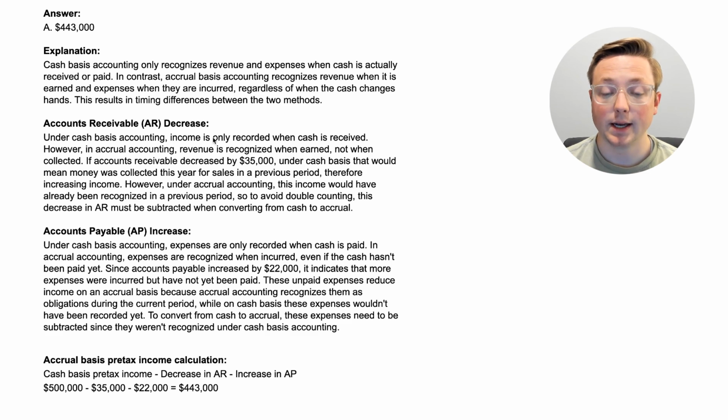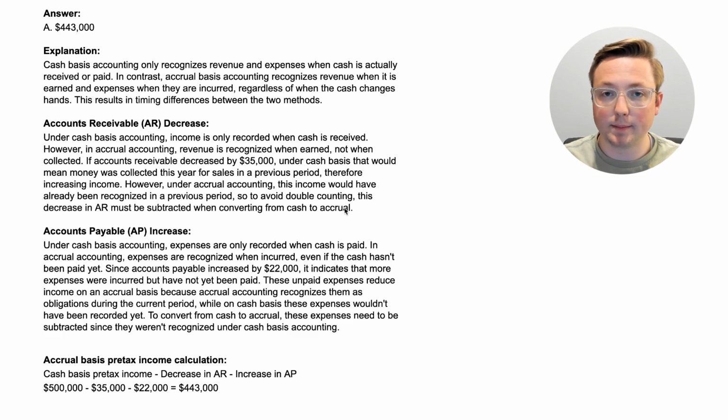Under cash basis accounting, income is only recognized when cash is received. However, in accrual accounting, revenue is recognized when earned, not when collected. If accounts receivable decreased by $35,000, under cash basis, that would mean money was collected this year for sales in a previous period, therefore increasing income. So under cash basis, if accounts receivable decreases, that means you got cash, so you increase your income. However, under accrual accounting, this income would have already been recognized in a previous period. Because it was accounts receivable, they recognized that income when the accounts receivable happened. So to avoid double counting, this decrease in AR must be subtracted when converting from cash to accrual.